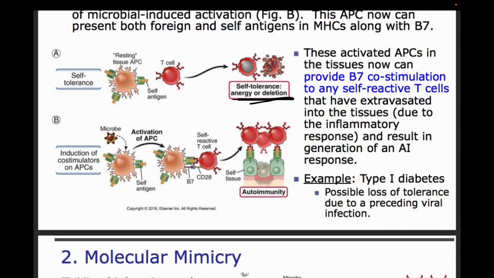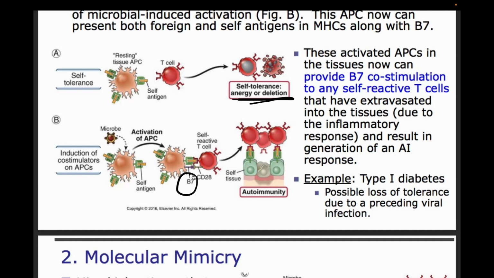There we have the APC. But will the APC there be activated or inactivated? Surely it will be activated because there is a pathogen. And when it is activated, what will it have? It's mature. It contains the secondary signal, which is B7, as shown here. And this APC, for some reason, can present both the pathogen antigen and the self antigen.